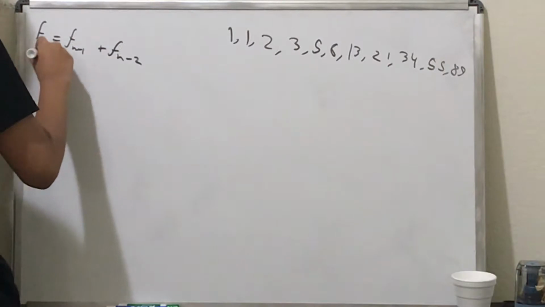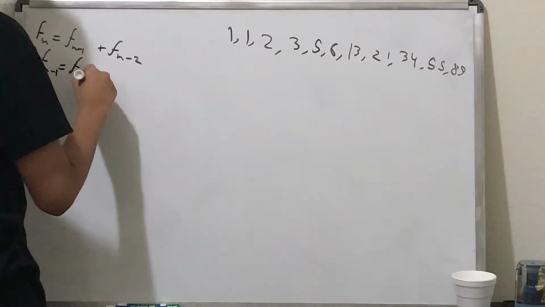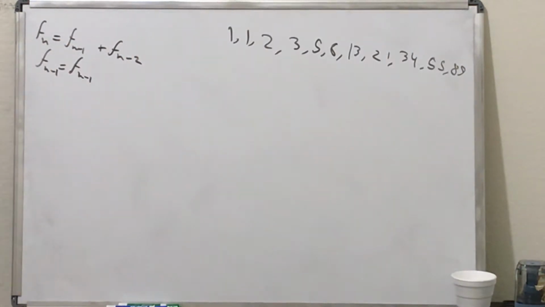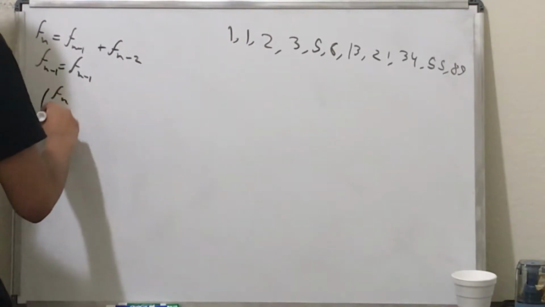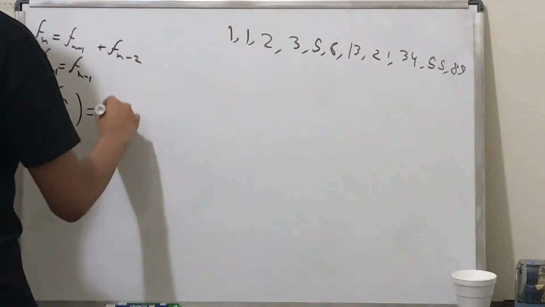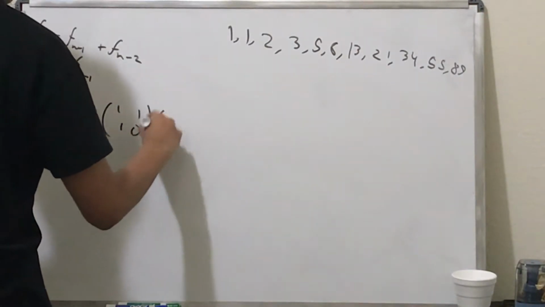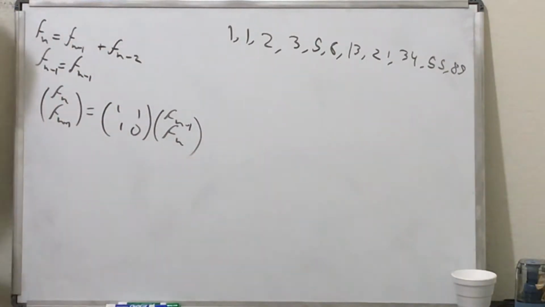So we're going to add a second equation, because there are two variables right here. And we know that this is trivially true. We put it in its vector form. F of n, F of n minus 1 is going to be equal to the matrix 1, 1, 1, 0 times F of n minus 1, F of n minus 2. Cool, like that.